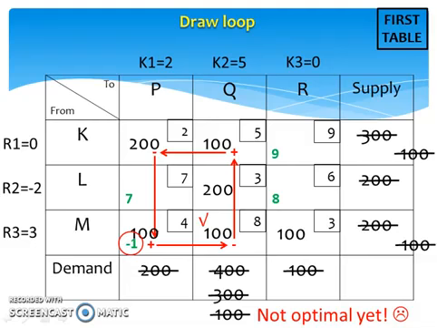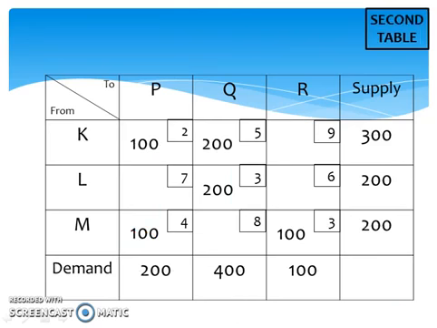Here, the assigned value is 100 and it's a square with a minus sign, so we have 100 minus 100, thus the assigned value vanishes from this square. At this square with a plus sign, add 100 to the assigned value of 100, so it becomes 200. Finally, at this square with a minus sign, we have 200 minus 100, so the assigned value becomes 100. The rest of the assigned values outside the loop maintain their positions. We should actually do this at a new table. So our new table, which is the second table, looks like this.